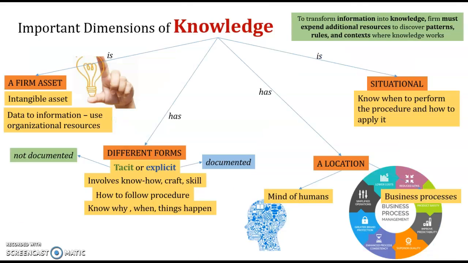So we try to increase our knowledge in the organization. The important dimension of knowledge is to transform information into knowledge. The firm must expend additional resources to discover the patterns, rules, and context where knowledge works. Knowledge is a firm asset. It is an intangible asset, so you cannot touch it. Data and information we can use as organizational resources.